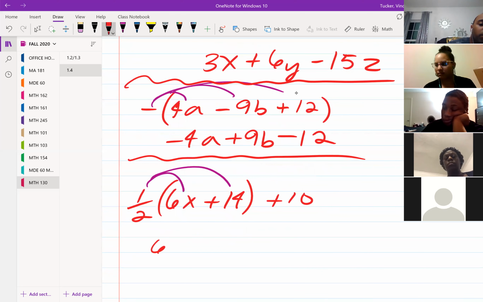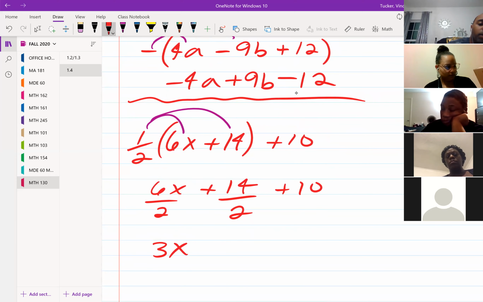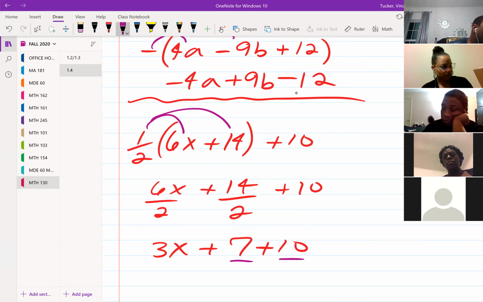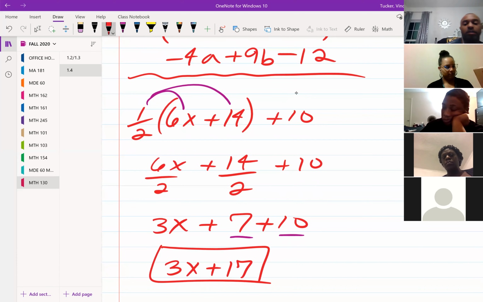So you're talking about 6/2 plus 14/2 plus 10. 6/2 is 3 plus 7 plus 10. And this is going to help us to segue into the next section. We have what we call like terms. We have these two numbers in the back that we can add together. And that 7 plus 10 would be 17. And this will be our most simplified expression. We cannot add the 17 and the 3x together because we don't know what x is.